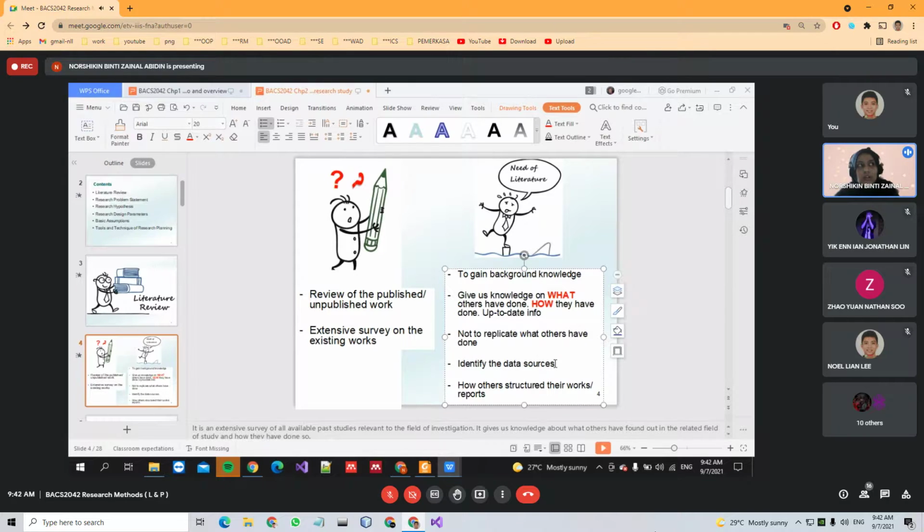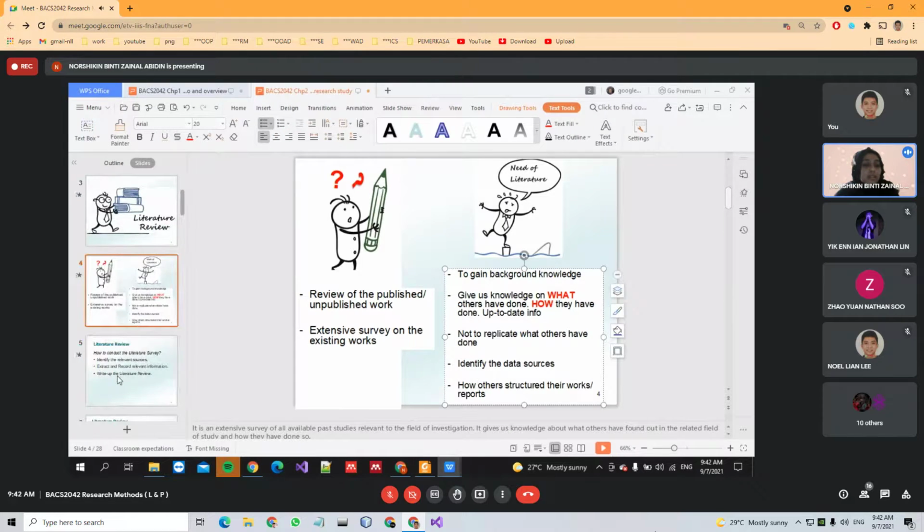Because in a research paper, usually people will state where they get the data or how they get the data, or the technique to analyze their data. And then we will see how people write their papers, how others structure their works or reports. So that means how people write their paper.